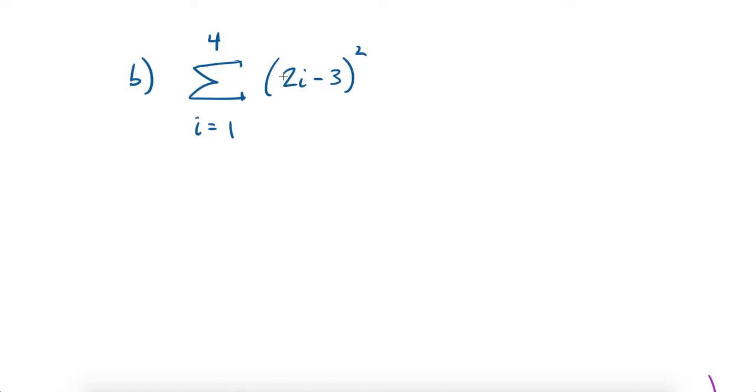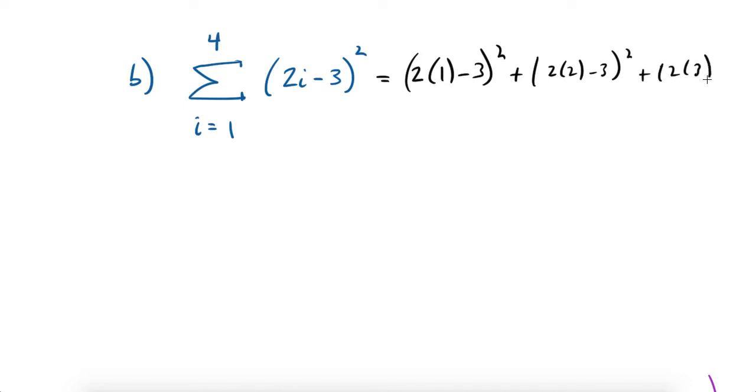Alright, so again, you might want to pause and practice, but let's just go ahead. So we start at 1 this time. Our index is i. We start at 1, so we get 2 times 1 minus 3 squared, and then 2 times 2 minus 3 squared, 2 times 3 minus 3 squared, and 2 times 4 minus 3 squared.